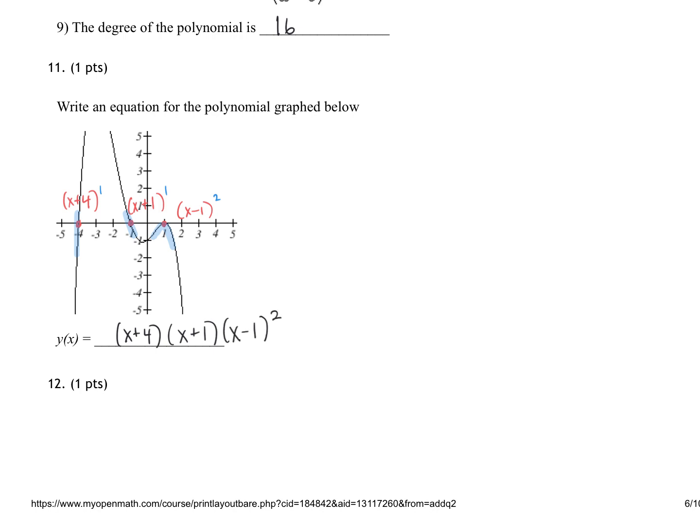If I want to know the degree of the polynomial, I would add up all of the multiplicities and I would see that I have degree 4. The reason I looked at that is because I want to look at the end behavior. Notice both ends are going down. It's degree 4, and both ends are going down. That's associated with a negative in front. So you have to remember to write a negative sign in front of your polynomial. So this is what I'm looking for.